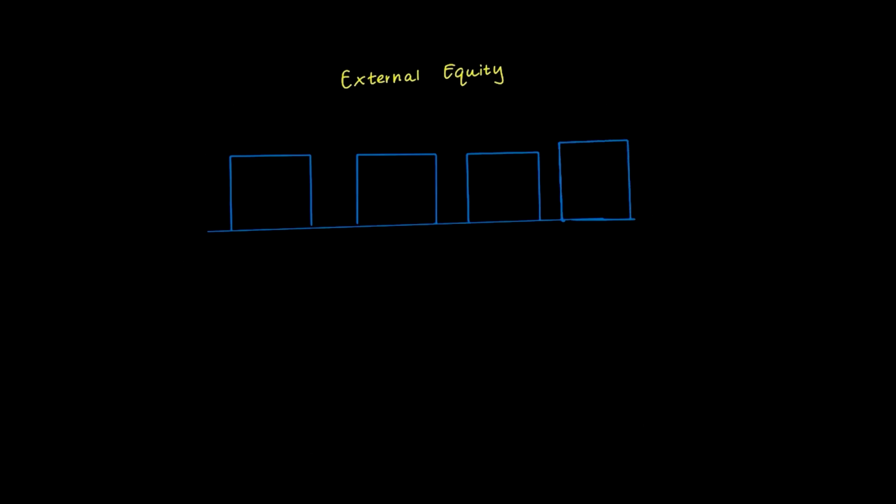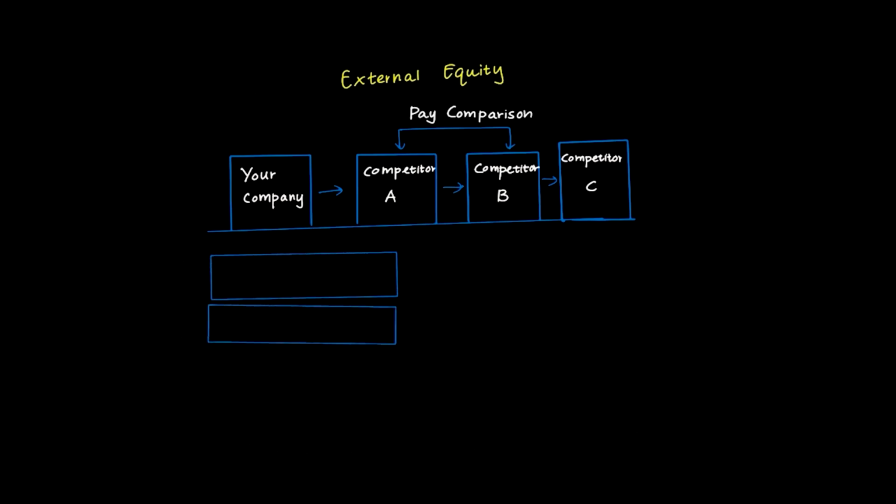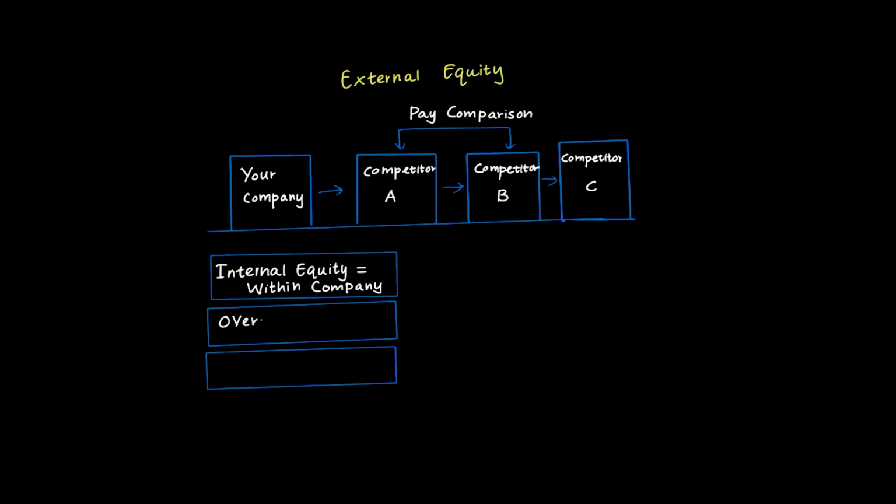External equity means paying employees fairly compared to what other employers pay for similar work. When you collect salary data from competitors and benchmark your pay rates against the market, you're pursuing external equity. Internal equity is about fairness within your organisation, equal pay for equal work among your own employees. Overtime policies are legal compliance. Benefits distribution is a separate issue. External equity looks outward. Are we competitive in the labour market? Can we attract and retain talent against other employers?